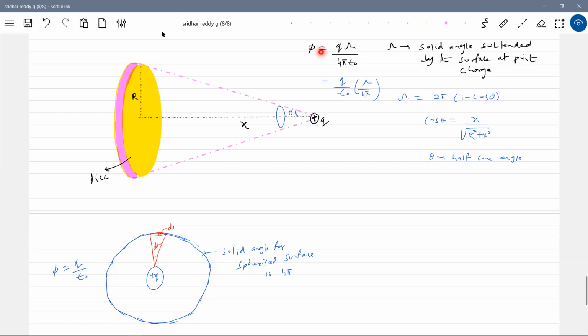Now, how much is the flux through this circular plate or disc, given by this particular formula? Substitute here: Q by 4 pi epsilon naught times 2 pi times (1 minus cos theta). The 2 pi gets cancelled, so the flux is Q by 2 pi epsilon naught times (1 minus cos theta). So as you vary x, the flux linking this circular disc is definitely going to change.